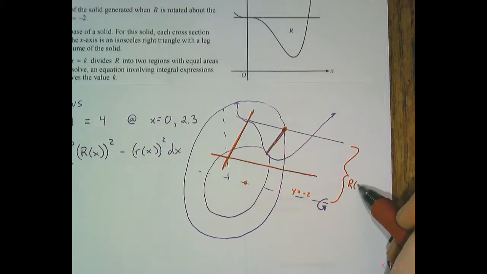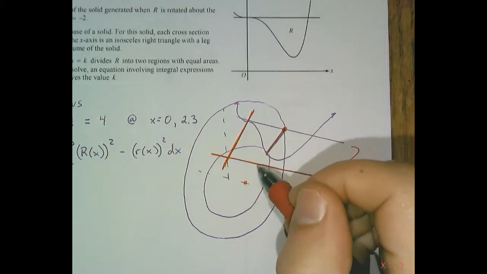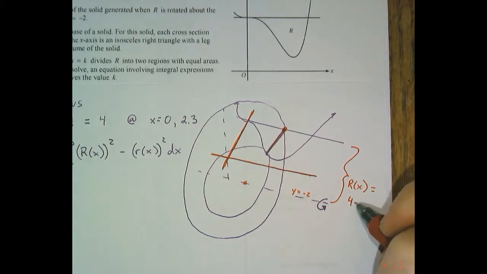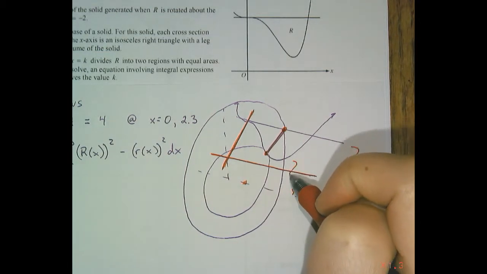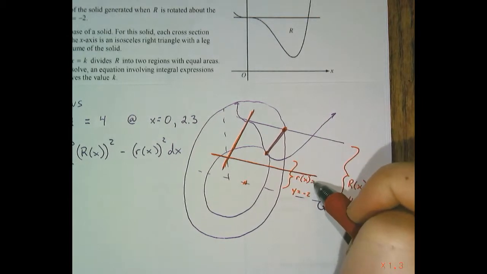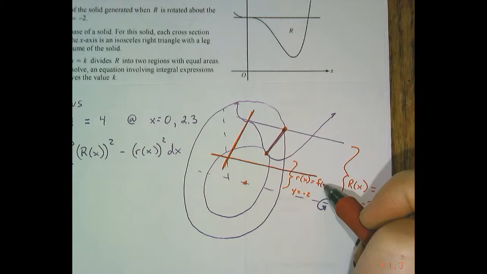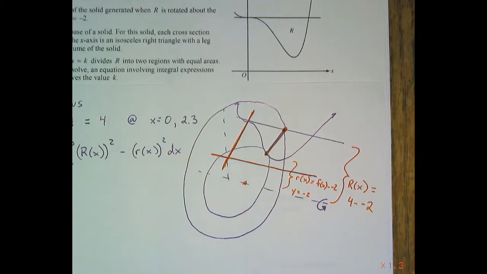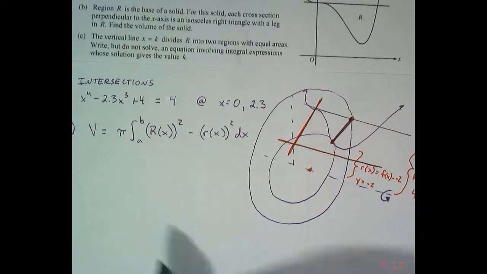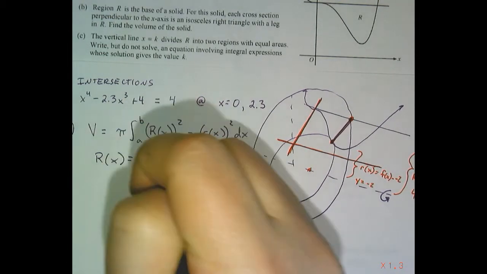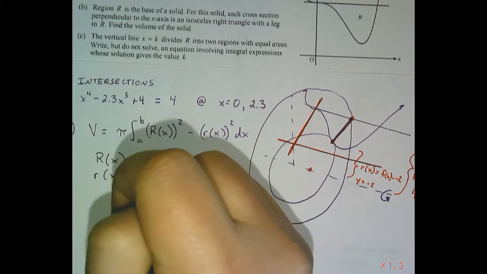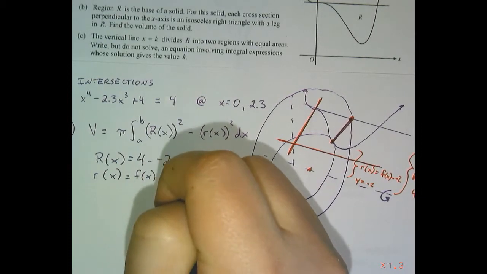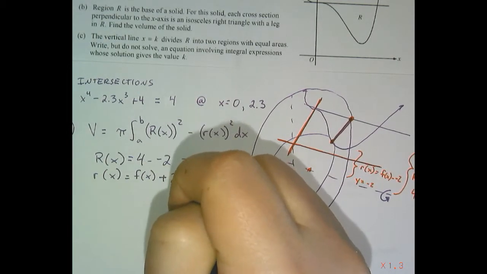Our big radius in this case is 4 minus -2. And then our small radius is the inner ring to the rotation line. So we're going to put our small radius as the function minus -2. Repeating that over here, our big R of x, our outer radius, is 4 minus -2, which equals 6. And our inner radius is f of x minus -2. The two negatives make a positive.